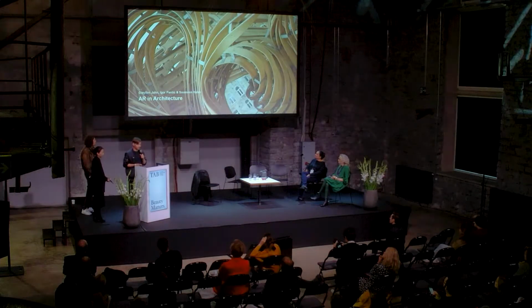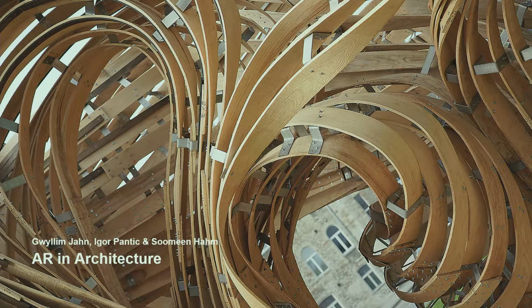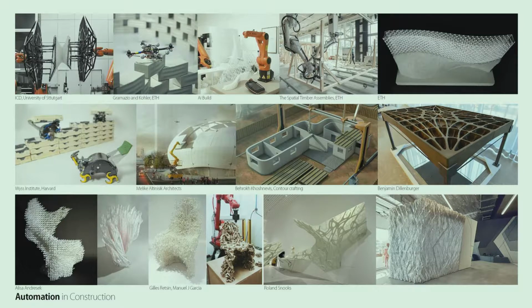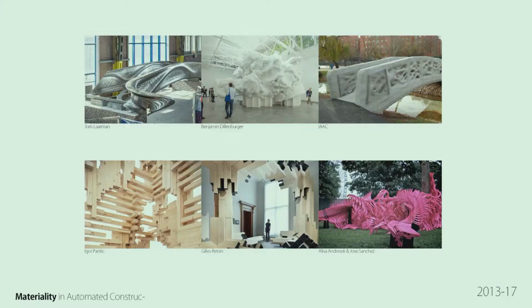So hi, my name is Igor Pantic. I'm a teaching fellow at the Bartlett School of Architecture in London. In the last decade, we have basically witnessed a rapid expansion of automation and robotic fabrication processes in architectural production. So robotic 3D printing, robotic assemblies, and similar processes basically allow for creation of previously unimaginable forms of unprecedented complexity.